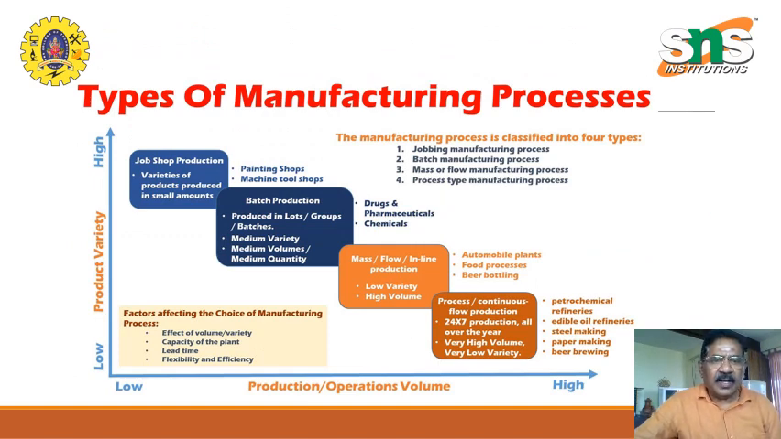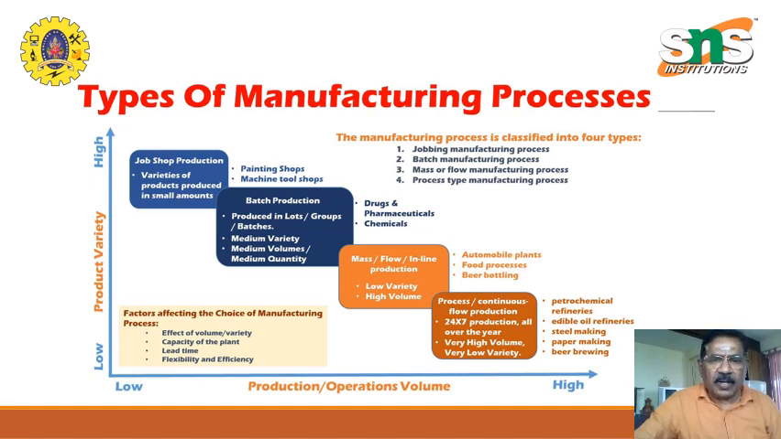In the types of manufacturing processes, we have on one side the production or operation volume, and on the other side the product variety. Initially in the manufacturing process, you have job shop production, where the volume is very low but the variety is very high. For example, our tool room.